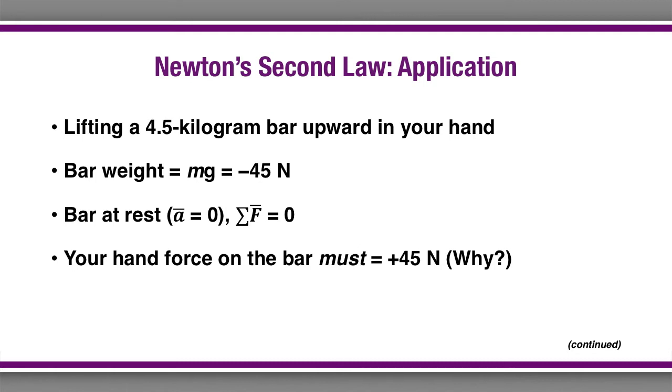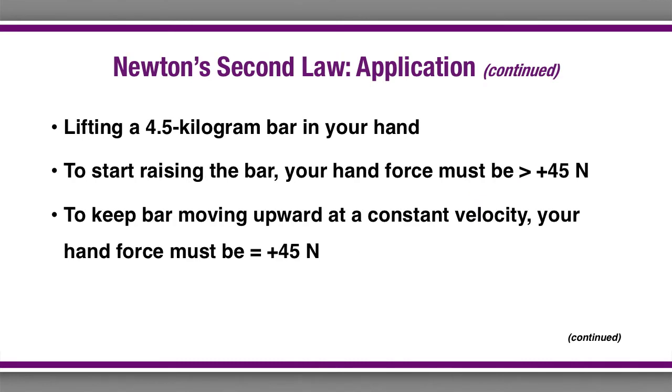So in applying Newton's second law, if we take an example of lifting a 4.5 kilogram bar up in your hand, the bar weight would be approximately negative 45 newtons, because that weight is going to be acting down against you, right? If the bar is at rest, acceleration will obviously be 0, and the sum of net forces will be 0. So to move the bar, your hand force on the bar must be positive 45 newtons, or actually over 45 newtons, to start raising the bar.